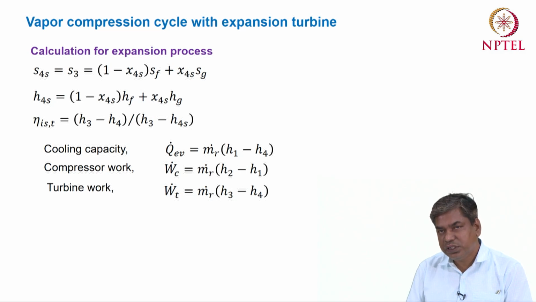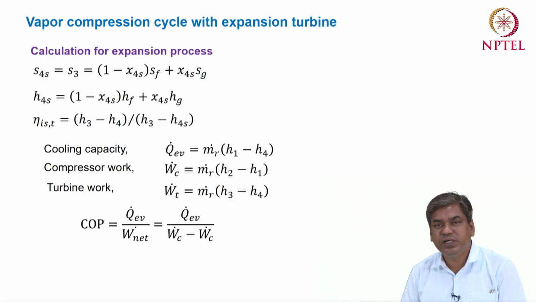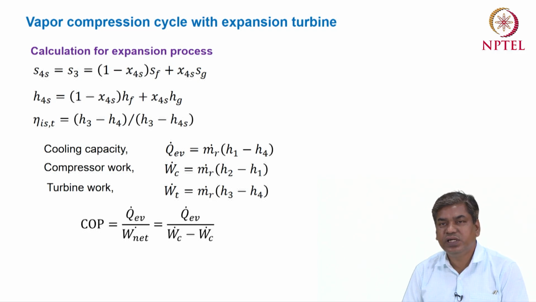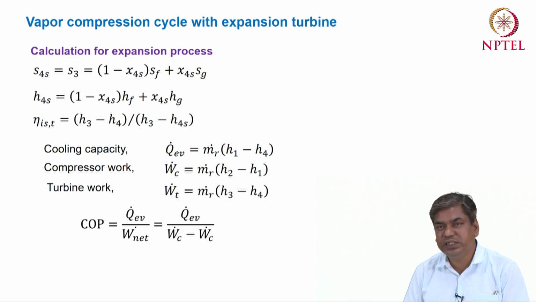Okay, so due to some work produced by the turbine, the net work input to the system will reduce. Okay, so ultimately if I define the COP of the system as the ratio of the cooling capacity to the net work needed for this system, the cooling capacity by using the expansion turbine will increase, and the net work needed for this system will reduce, because we are getting some work from the turbine.